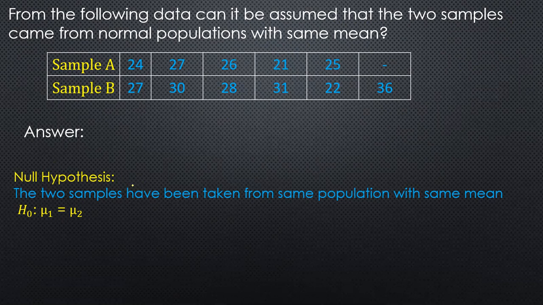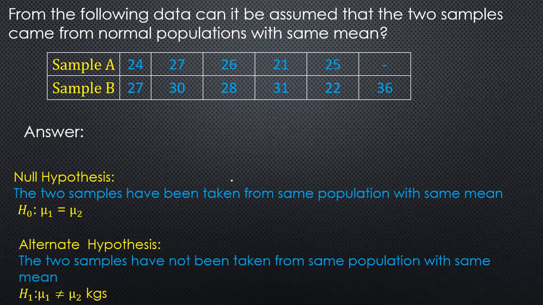When you want, you can have the alternate hypothesis also, which is the opposite of the null hypothesis. The alternate hypothesis says the two samples have not been taken from the same population with the same mean. So what I'm going to do is mu1 not equal to mu2. Just omit this, there is an error here.